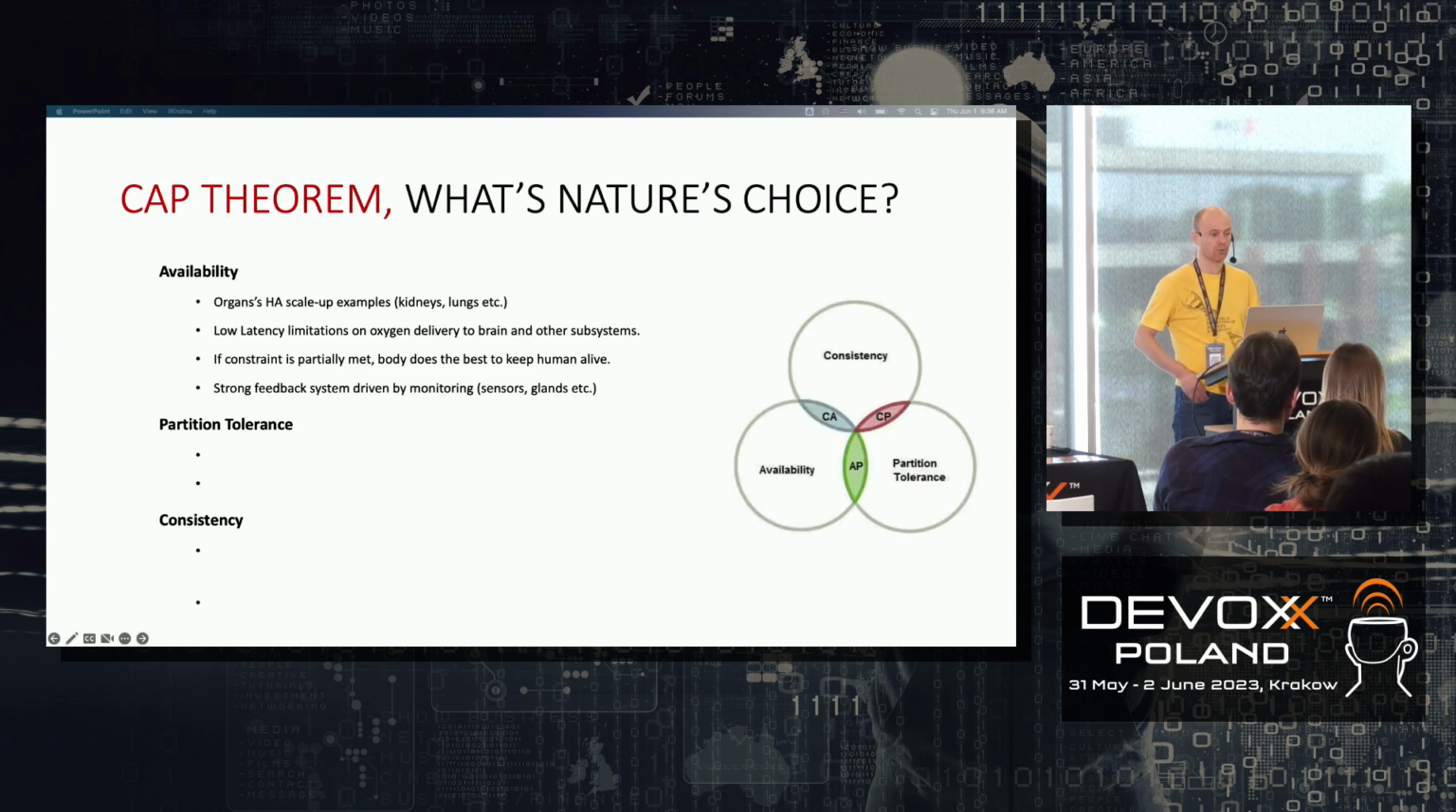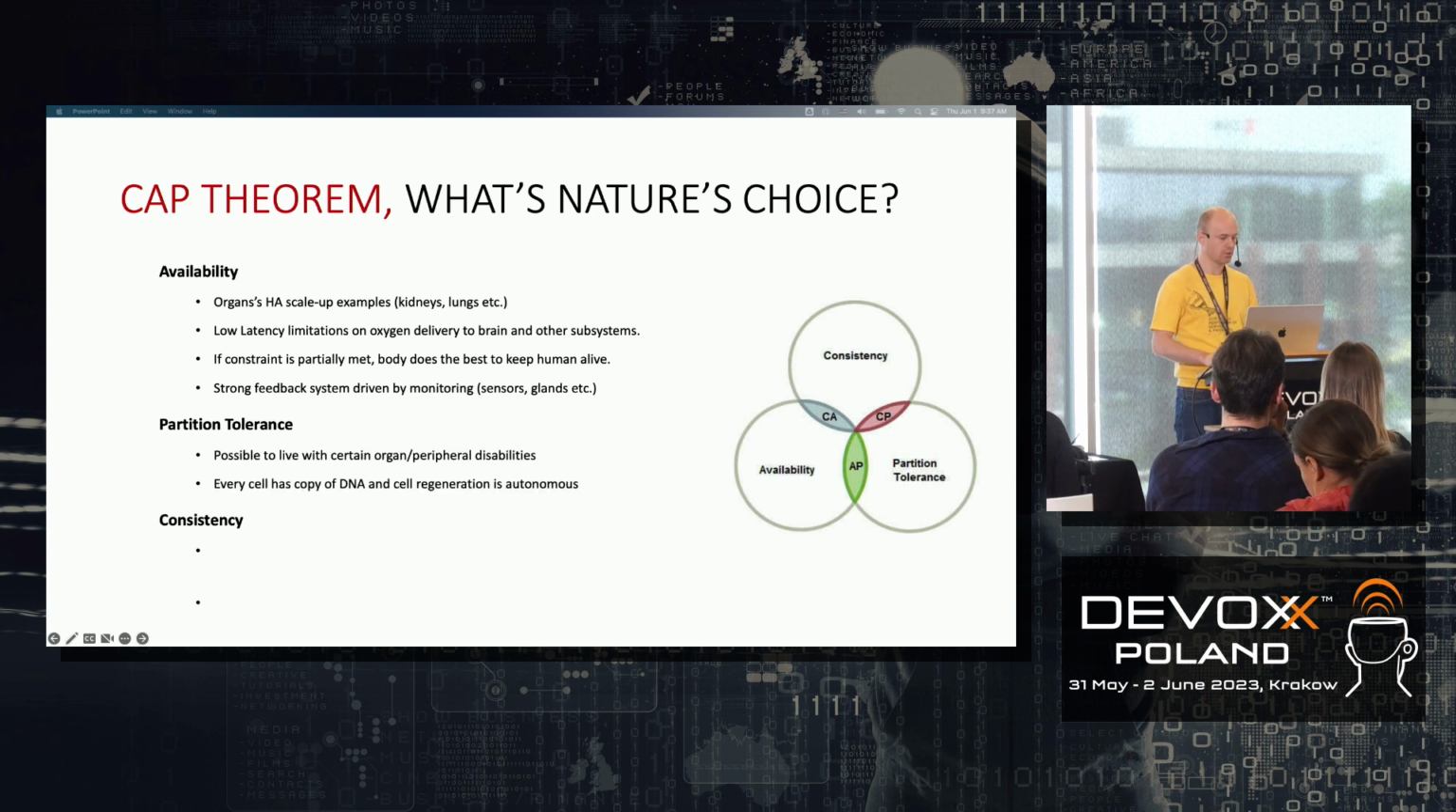Actually, let's break it down one by one. I think the same. Availability here means the ability to be conscious and alive, and it looks like nature does its best trying to let us be conscious and alive at the same time. So availability: all those examples with high availability organs and those protection mechanisms. So clearly our organs are designed to be available and let us be available. All latency limitations on oxygen delivery, right? We have about 30 seconds to deliver oxygen to our cells, and nature does its best trying to fulfill this requirement. Otherwise, cells would simply die. A strong feedback system. Everybody knows we have pretty good monitoring.